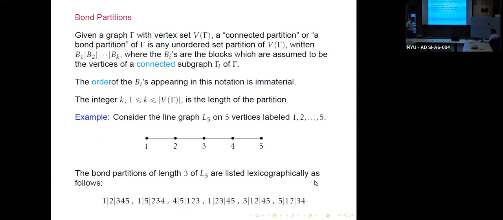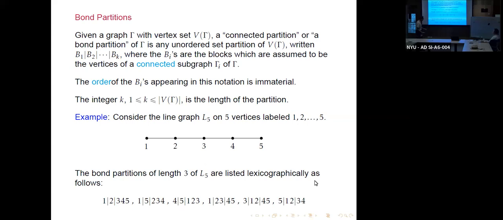What are bond partitions? I have to get a little faster. If you're given a graph, sometimes called connected partitions, you will look at all the partitions of the vertices as set partitions. You take your vertices 1 through n, and you partition them. The blocks of the partition correspond to connected subgraphs.